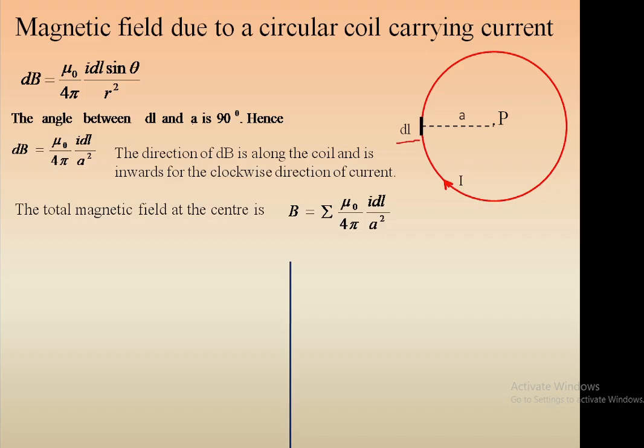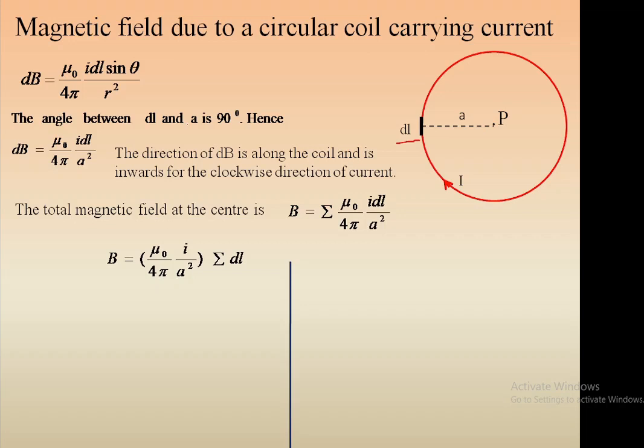So regarding the terms in the expression, mu 0, 4 pi, and also a, and I, all these are constants. For a given current carrying coil, I is a constant and the radius is also a constant. Mu 0 by 4 pi is already a constant. So here the summation is applicable only to the dl. So we can rewrite B equal to mu 0 I divided by 4 pi a square into sigma dl. dl is the only variable parameter in the expression. All other terms are constants.